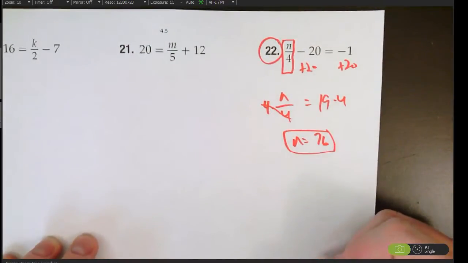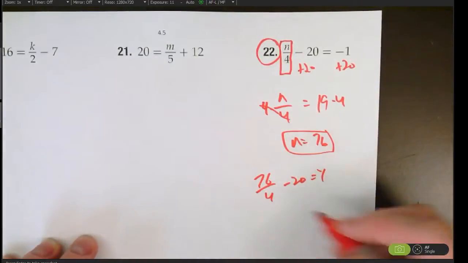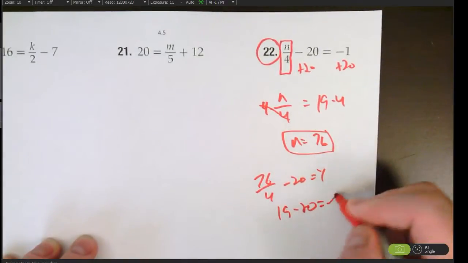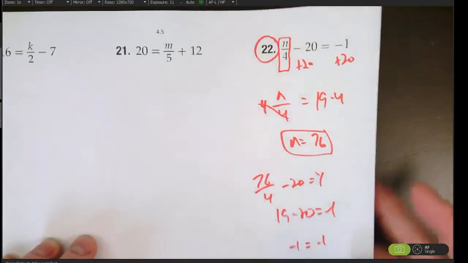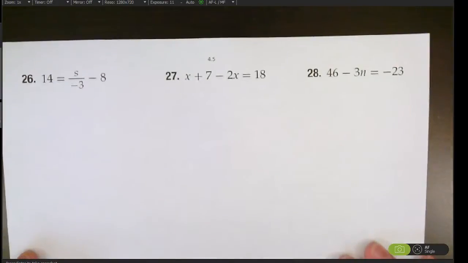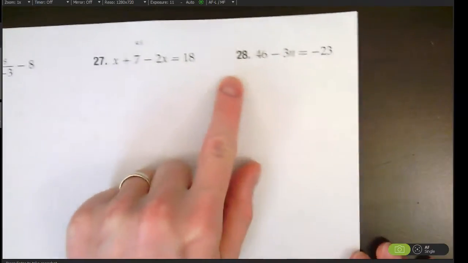Okay. And if I checked it real quick, 76 over 4 minus 20 equals -1. I get 19 minus 20 equals -1, and that's true. -1 equals -1. All right. Let's see. Same thing for number 26, the same kind of problem. Let's jump instead, look at 28.